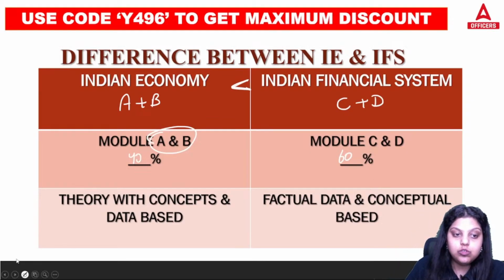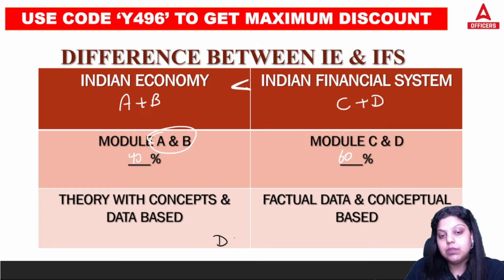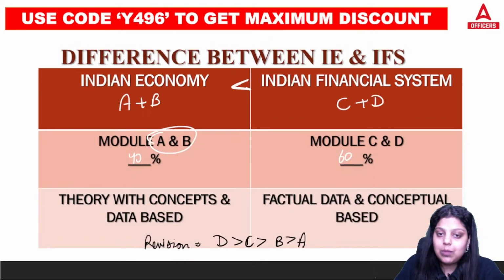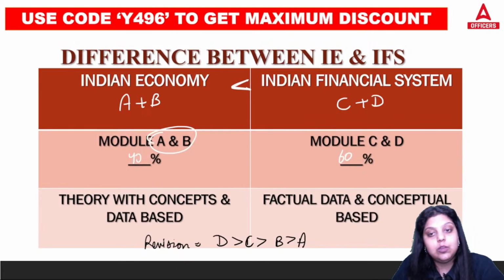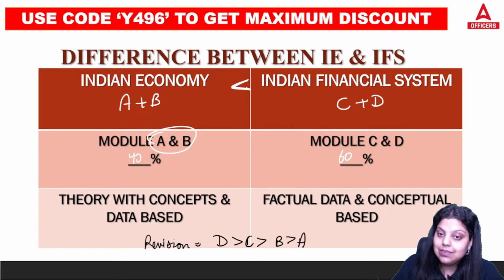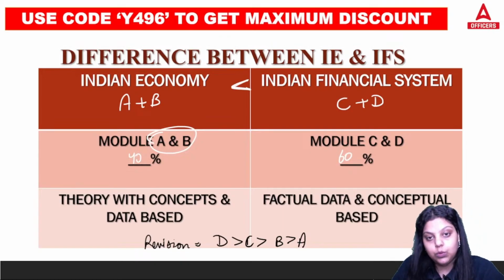Like I have just told you, for the revision purpose, the right sequence of revision will be D, C, B and A. This sequence is only useful when only 1 month is left for your paper. Then only this sequence is important for you. Otherwise, the sequence I have told you earlier has to be followed.